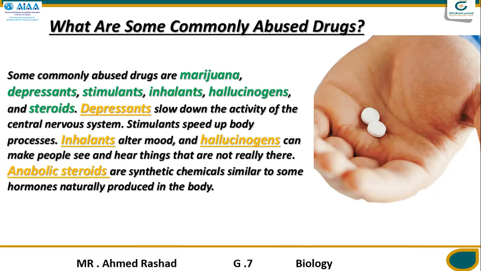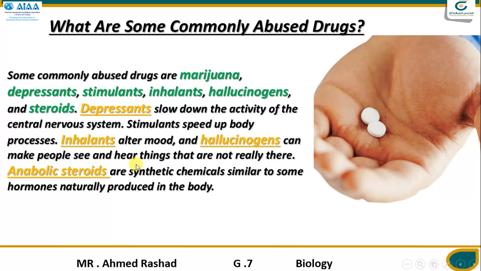like some medicines such as tramadol or steroids. Anabolic steroids are synthetic chemicals similar to the natural hormones produced in your body, so they can make the same effect as your natural hormones. So that's some of the commonly abused drugs you can classify.